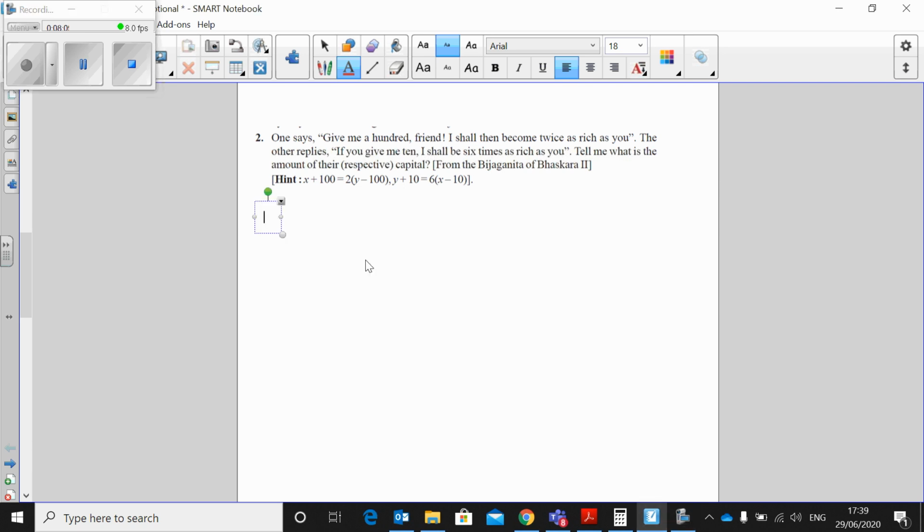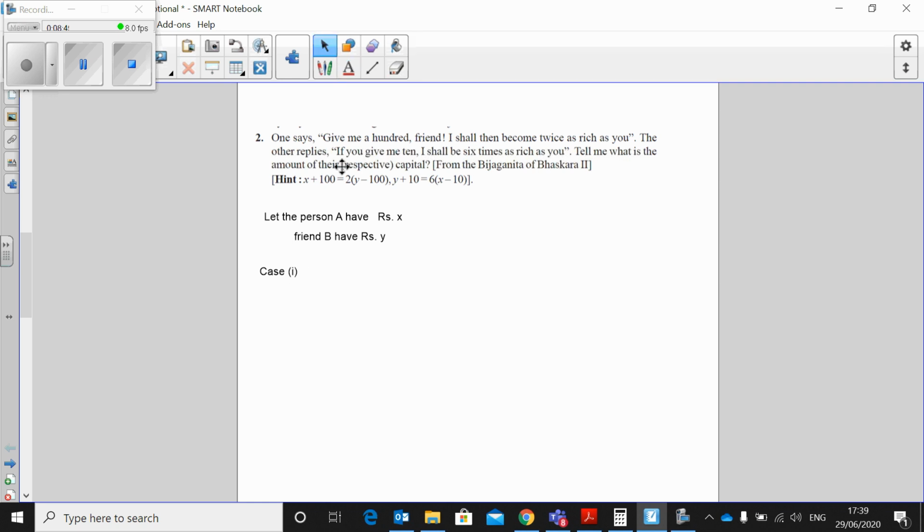Let us take first, let the person A have X rupees, then person B, that is friend B, have Y rupees. Okay, so let us take the first case, case 1. What is happening? A says to person B, give me 100. So that means he is giving 100. Let us see how the case is moving on.